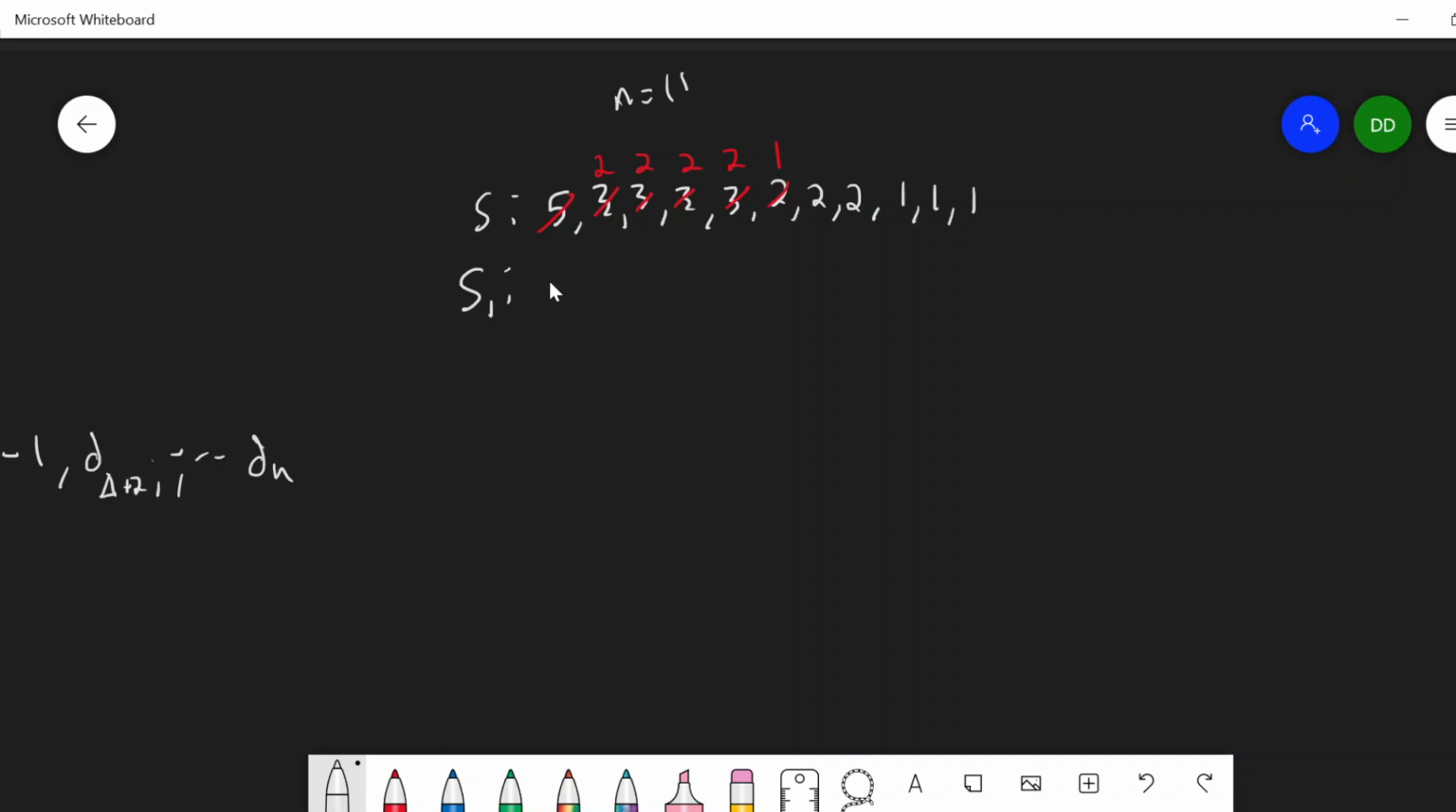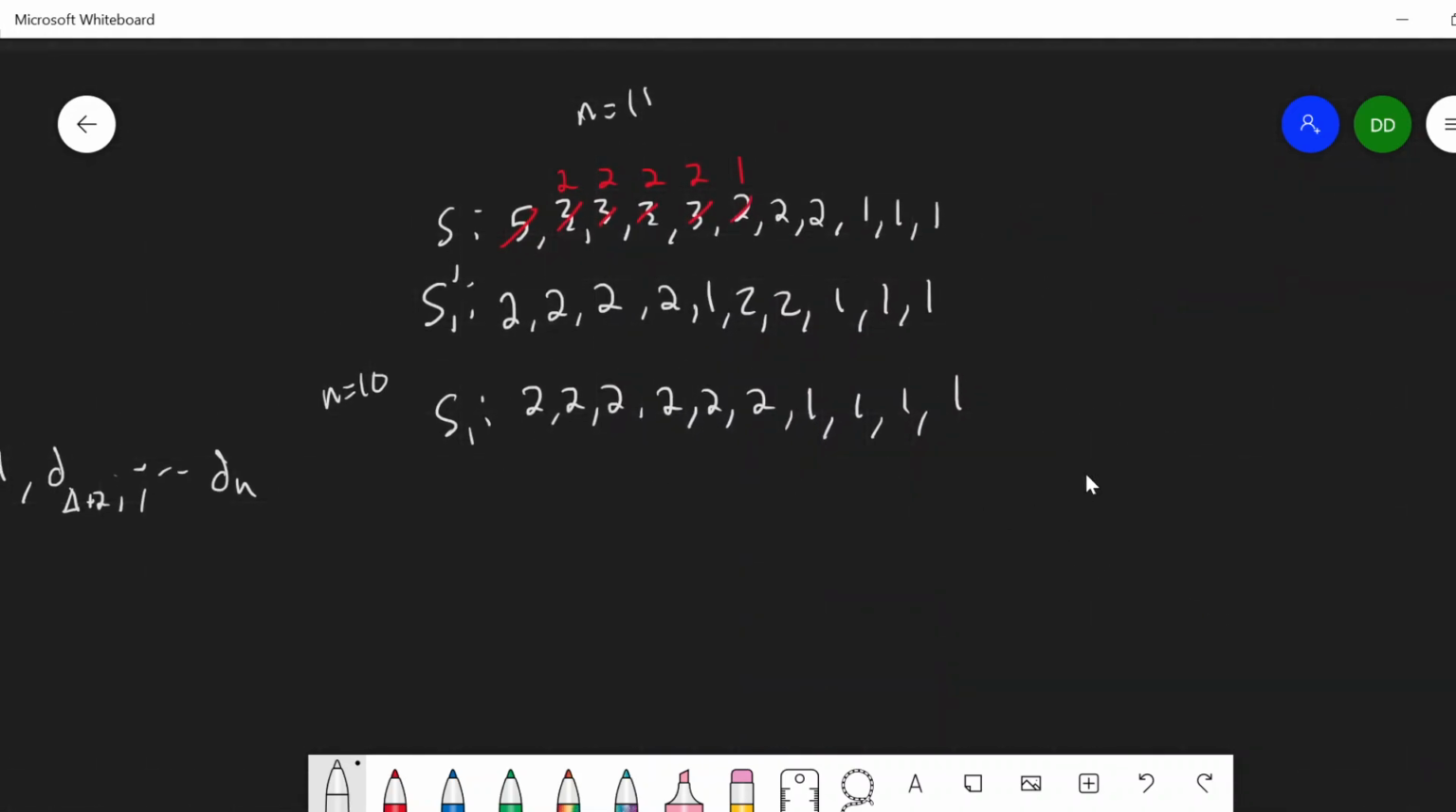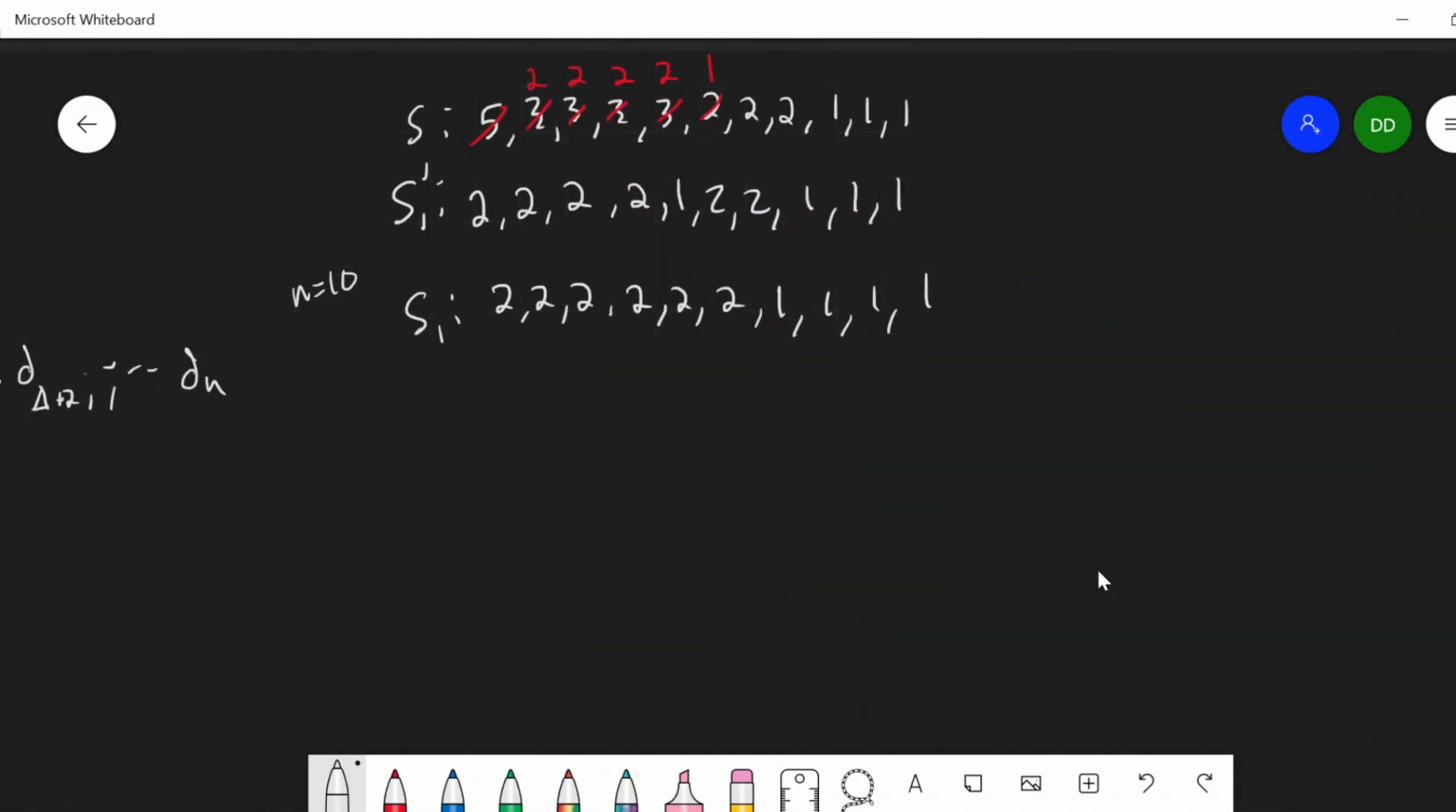We used this idea in the last theorem. In theorem 1.11, we saw this come up. And then we'll reorder this. Let's call this one S1 prime. We'll reorder it. So I'll just write it as is 1, 2, 2, 1, 1, 1. And then our real sequence S1 would be 2, 2, 2, 2, 2, 2, 1, 1, 1, 1. So now we've reduced it by 1, n equals 10. So now we would have a smaller case to check, and we can just keep doing this.